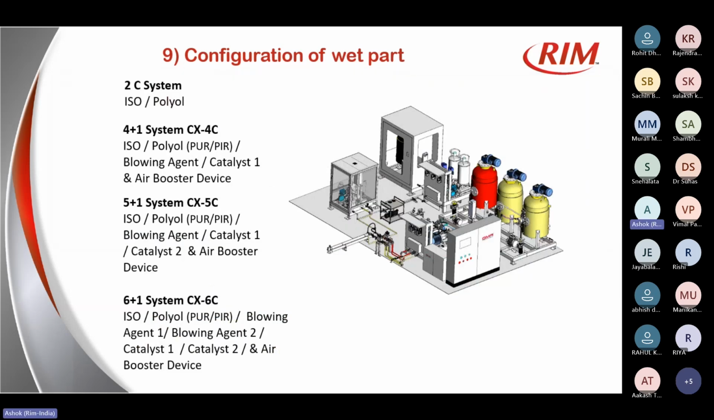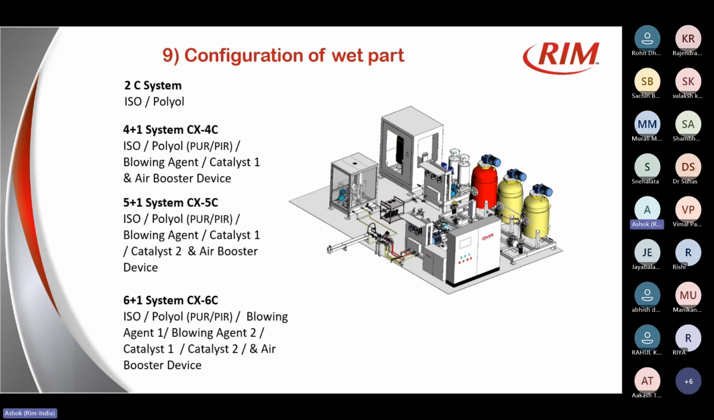For the wet part configuration, the first type is the 2C system. 2C means two component system, so iso and polyol. The machine is similar to a standard high pressure machine with a different mixing head. The polyol usually comes pre-mixed, so the blowing agent is mixed into the polyol. It can be pentane, it can be other HFCs, or new blowing agents.